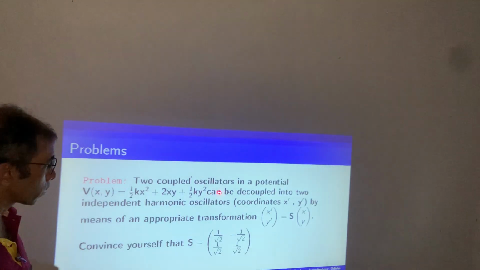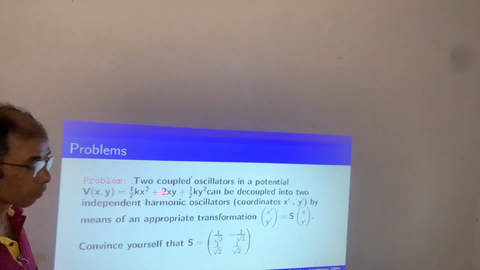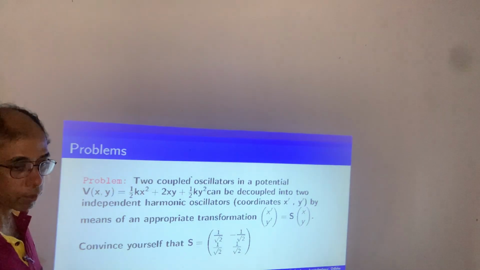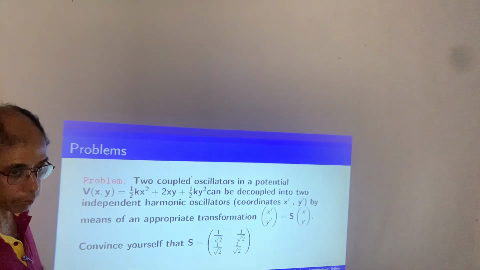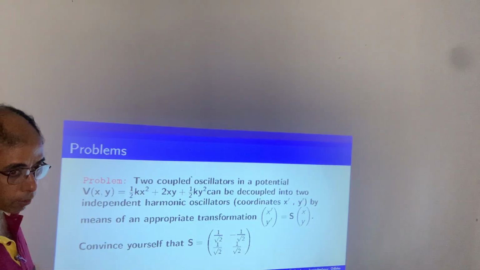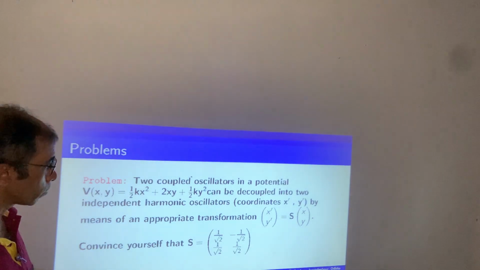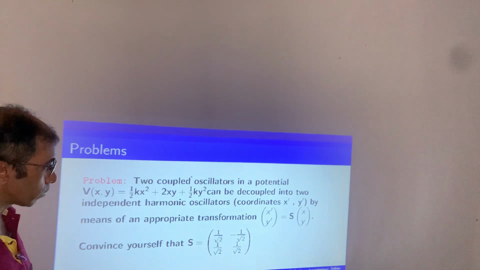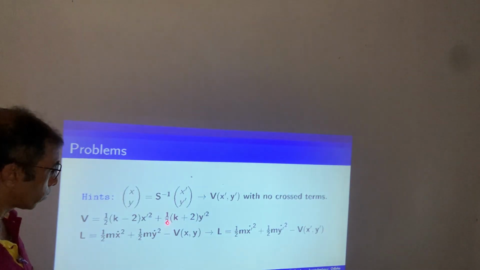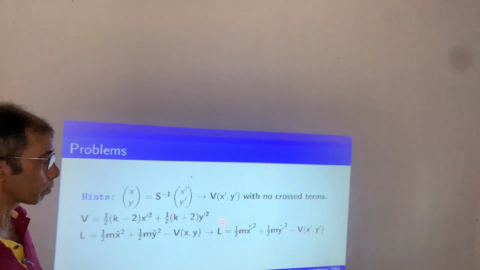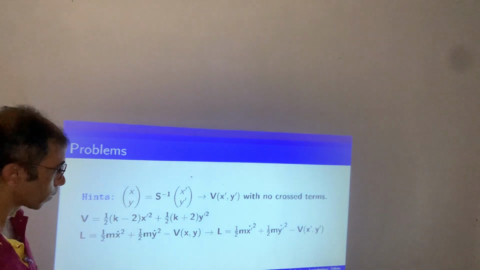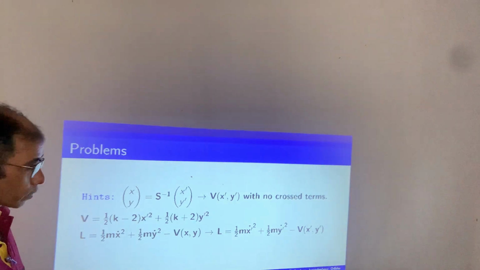So for this oscillator potential, what is the normal mode of vibration? What is the normal frequency of vibration? Then what are the normal modes? By decoupling we have found the normal modes. The normal modes have frequency root of (k by 2) by m, and another will be root of (k plus 2) by m. Do the calculations yourself.